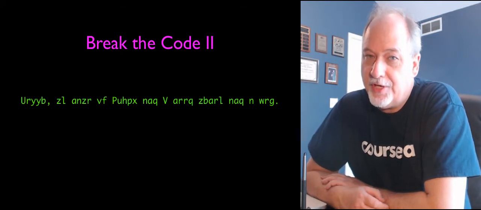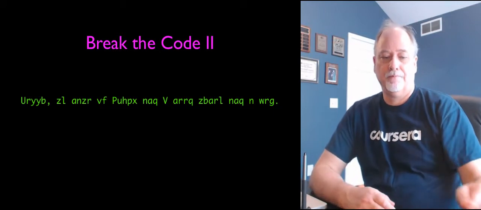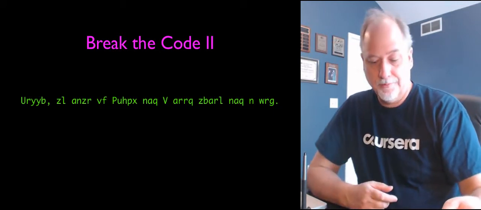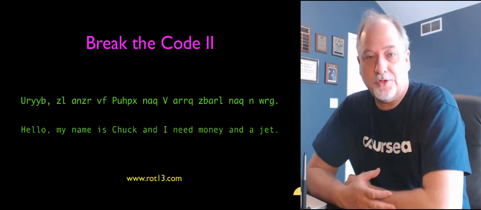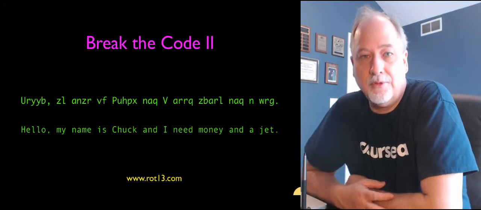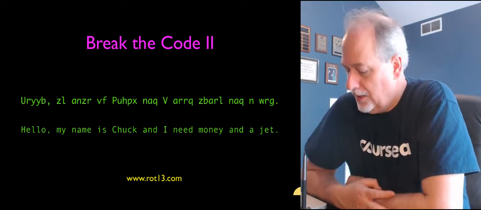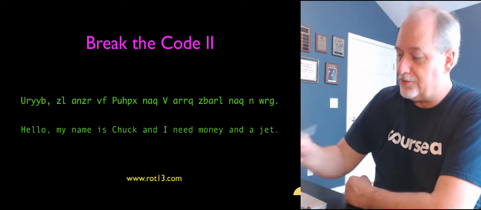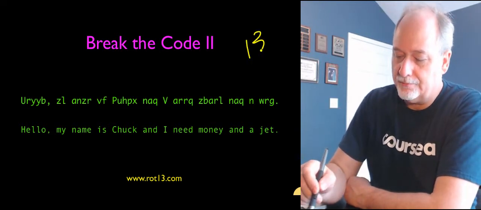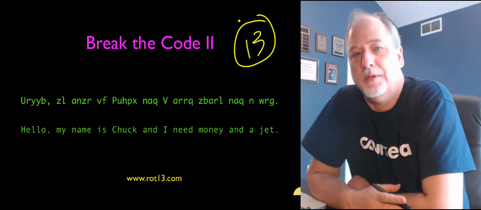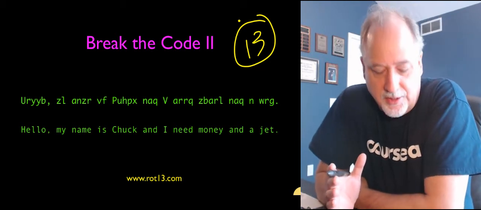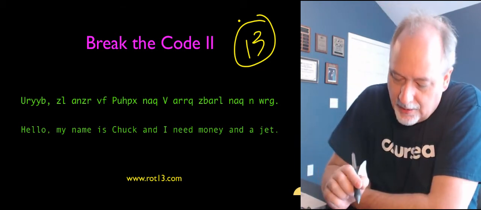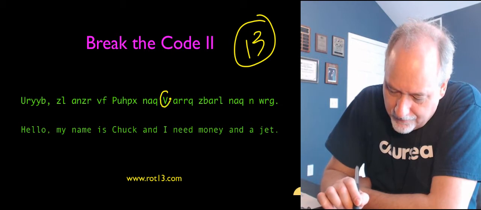Okay, this is your last chance before the reveal. You ready? Here we go. So here is the decrypted text. The shift turns out to be 13. It's a shift of 13. And the weakness of this whole thing is right here.